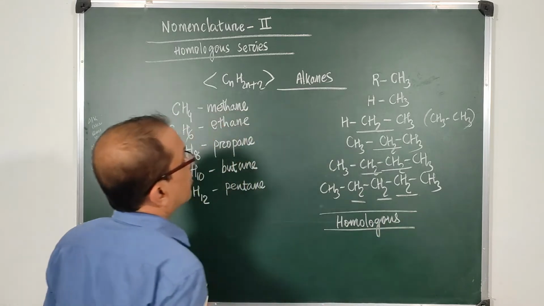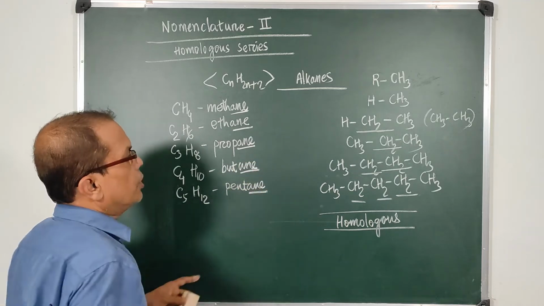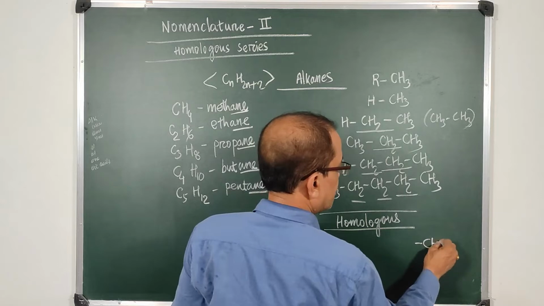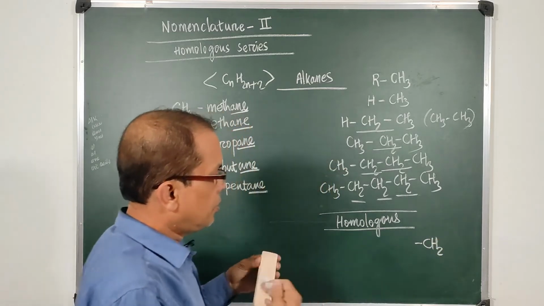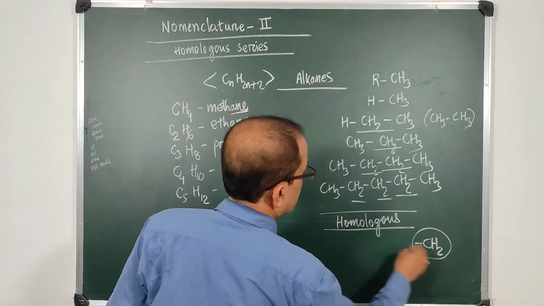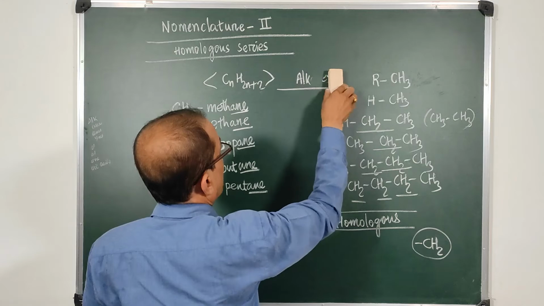Homologous means they have the same suffix, ANE, but each one differs by a CH2. With each next member, we add one more CH2 to it. This is about alkanes. Let us go for alkenes.